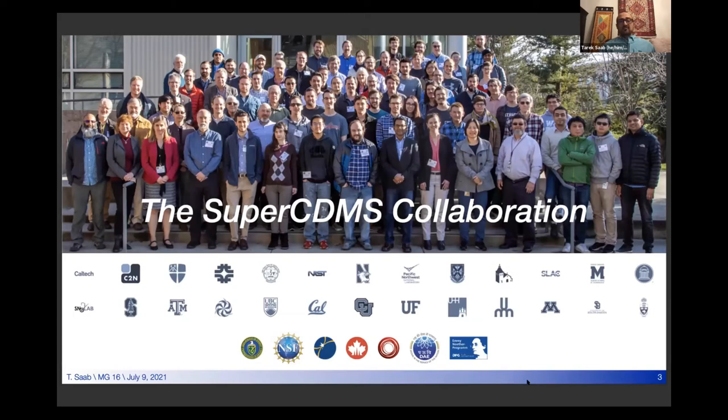So this is a photograph of the CDMS collaboration. We're a group of over 100 scientists from across 24 institutions around the world. This photo was taken at a time when you can't have this many people in such close proximity to each other. Hopefully we'll be back at this position soon.